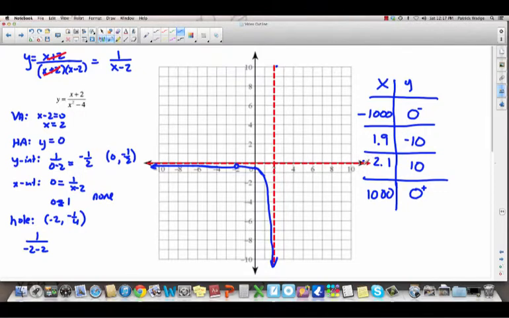Now, you could probably do it right away, or maybe you want to see another point here. I'm going to try 3, because I want one more point for it to go through. I'm going to put 3 in here. So I get 1 over 3 minus 2, that's 1 over 1. Oh, it's 1. Nice. We have the point (3, 1). Okay, I'm feeling pretty good about this now. I'm ready to graph it.